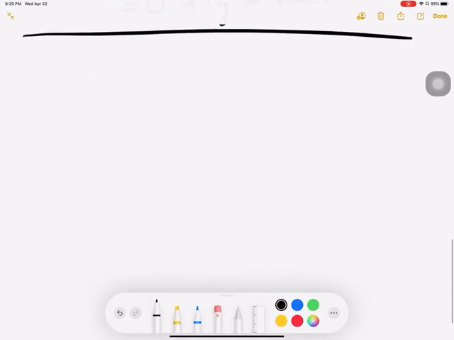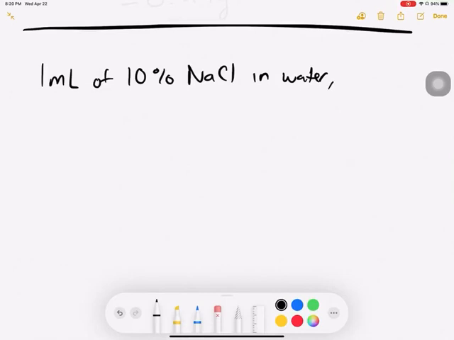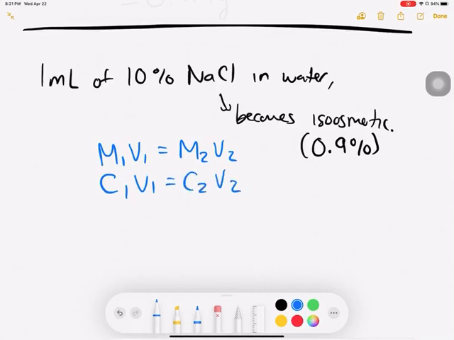Now, question number 6 says, starting with 1 ml of 10% NaCl in water, how much water do you have to add so that it becomes isoosmotic, right? So the concentration of an isoosmotic solution, again, is 0.9% sodium chloride in water. So since we're making a dilution, you can use the M1V1 equals M2V2 formula. Since we're not using molarities, I'm just going to call it C1V1 equals C2V2. But this is the same formula.